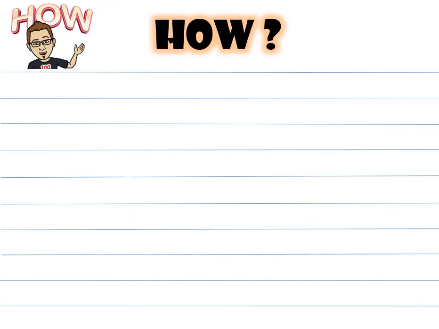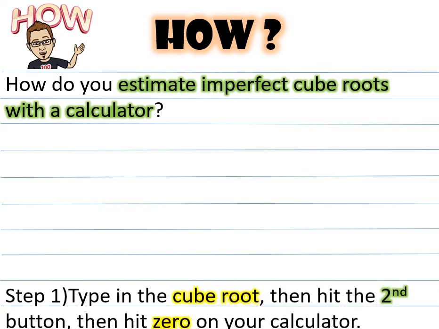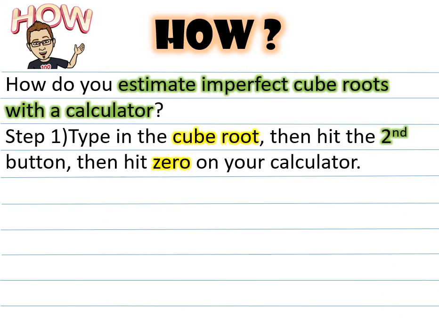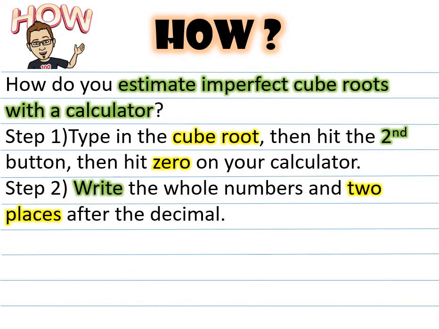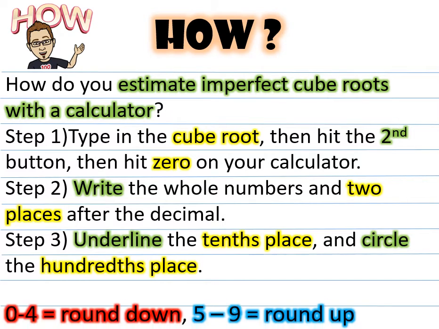Perfect. How do you estimate imperfect cube roots with a calculator? Step number 1, type in the cube root: hit the second button, it's a green button in the top left corner, then hit 0 on your calculator. The second function of 0 is cube root. Step number 2, write the whole numbers and 2 places after the decimal. Step number 3, underline the tens place and circle the hundredths place.